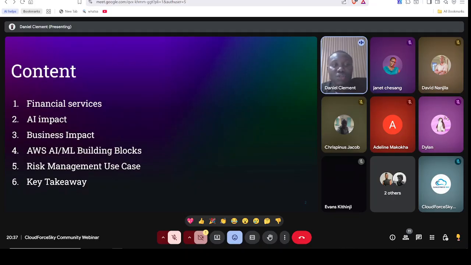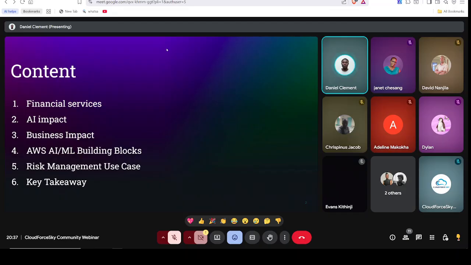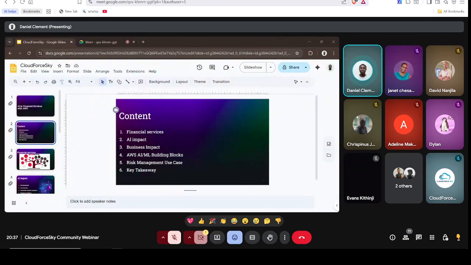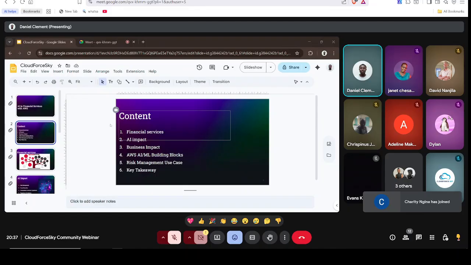Our content will be looking at financial services as a broader spectrum. We're going to narrow it down to the positive impact of AI in that direction, and also look at AWS AI and ML building blocks that are available for us to use in order to build the AI we want, to be able to serve our services better.